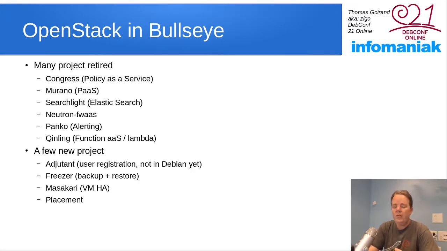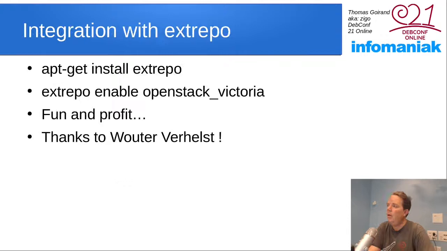Though not everything is dark, and some new projects popped up. For example, we have Adjutant, which takes care of registration through the web interface Horizon. It has a plugin for it. This is not yet in Debian, but that's kind of new. Freezer, that does backup and restore, is in Bullseye as well. And Masakari is not in Bullseye, but it's already in Bookworm. Also, there's the new concept of placement, which is a new OpenStack project. It's taking care of accounting resources and deciding where to schedule them.